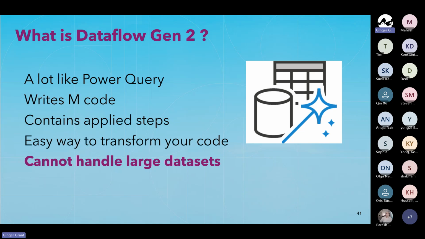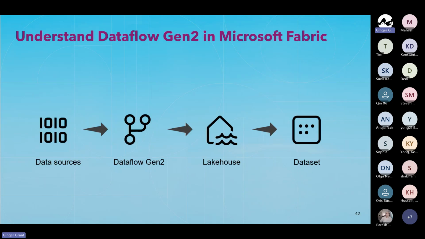And one of those is Dataflow Gen 2. And Dataflow Gen 2 is a lot like Power Query. Power Query is a wonderful part of Power BI that allows you to transform data super easily. It contains different applied steps and is a really easy way to transform your code. Unfortunately, it can't handle very large data sets. So basically, you can take your data sources, you can use Dataflow Gen 2, you drop it into a lakehouse or a data set.